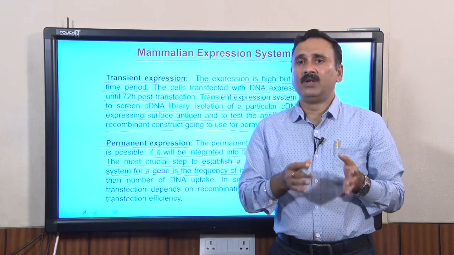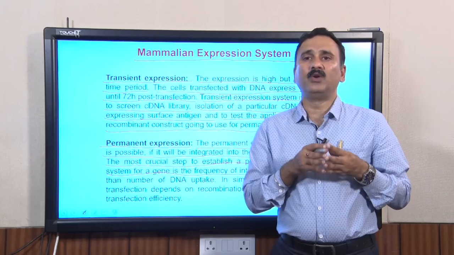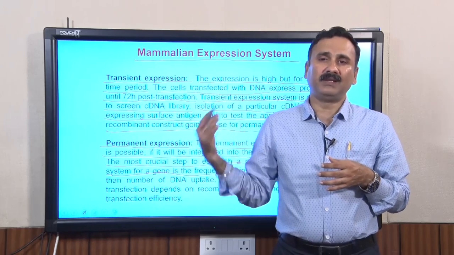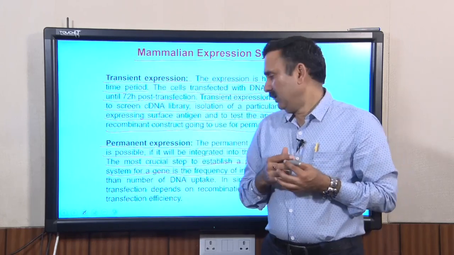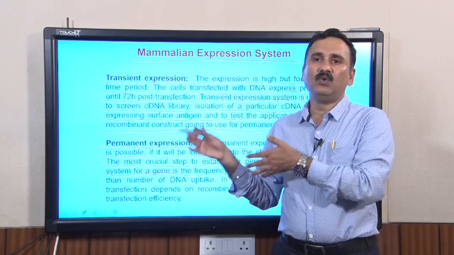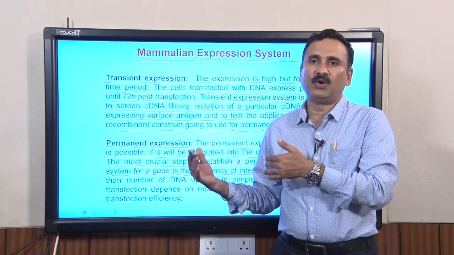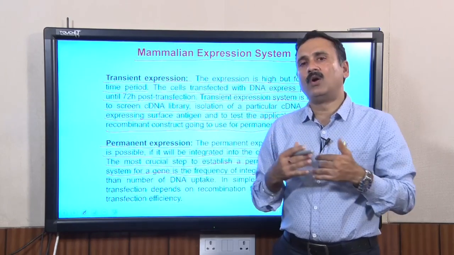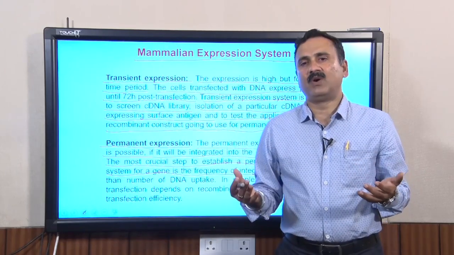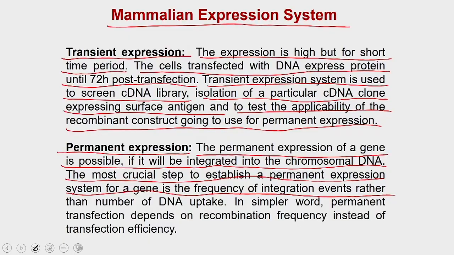But once you are done, you are sure that this particular protein is going to be expressed from these cells lifelong. You don't need to do another round of transfection or selection. The initial steps are time consuming, but subsequently it pays you in terms of reducing the cost of transfection reagents and making the DNA, as well as reducing the manpower requirement. In simpler words, permanent transfection depends on the recombination frequency instead of transfection efficiency.